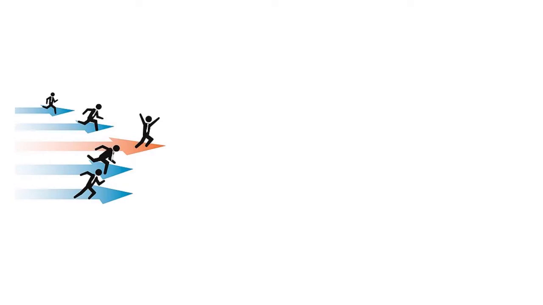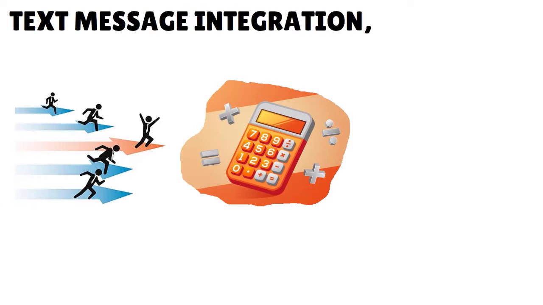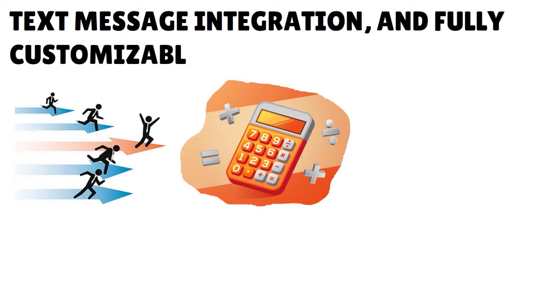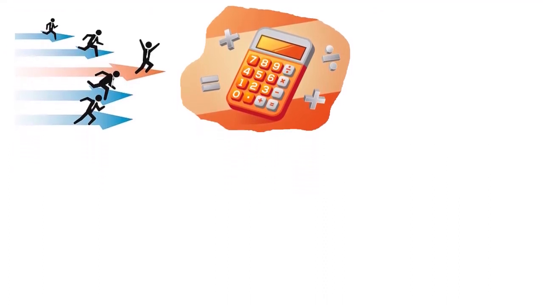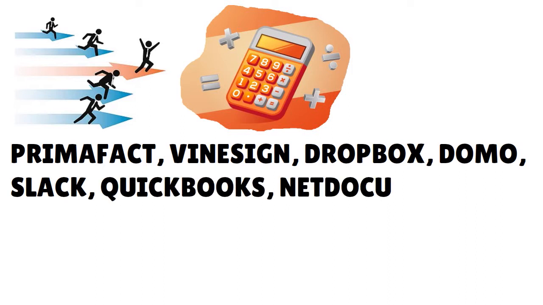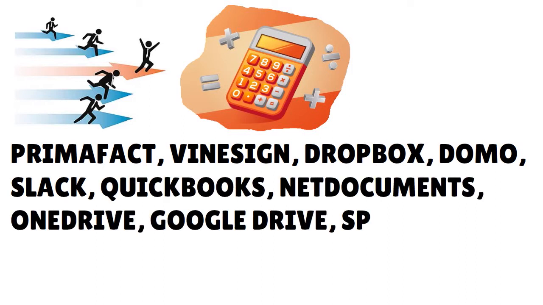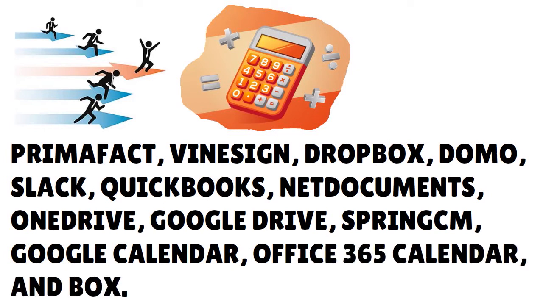For example, you have a built-in calculator that you can use for a settlement. Think about it. You have text message integration. And then you also have a fully customizable file set for cases. So this is really great, and we love the fact that Filevine is fully integrated with PrimaFact, VineSign, Dropbox, Domo, Slack, QuickBooks, NetDocuments, OneDrive, Google Drive, Spring CM, Google Calendar, Office 365 Calendar, and Box, among others, of course. So this is really good.